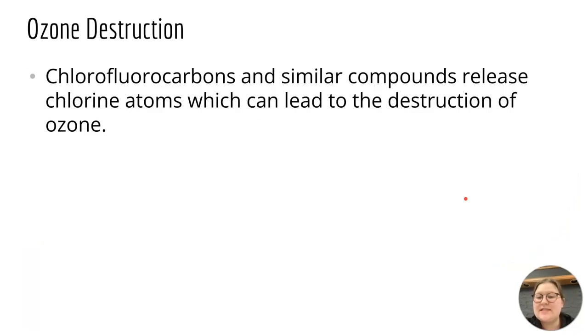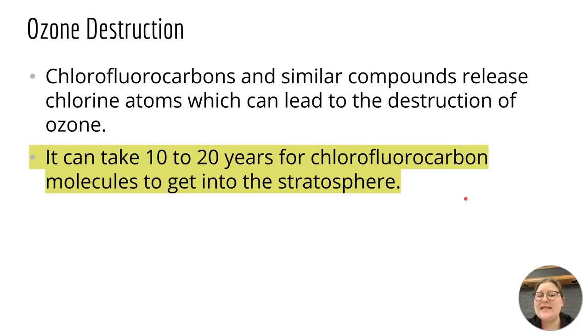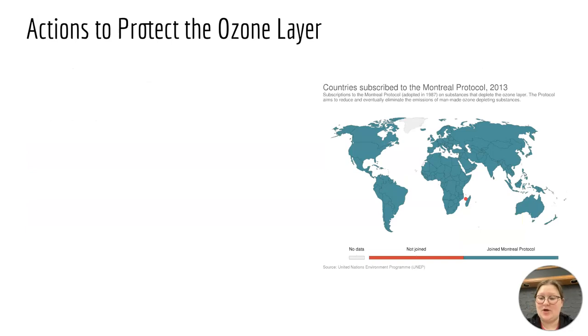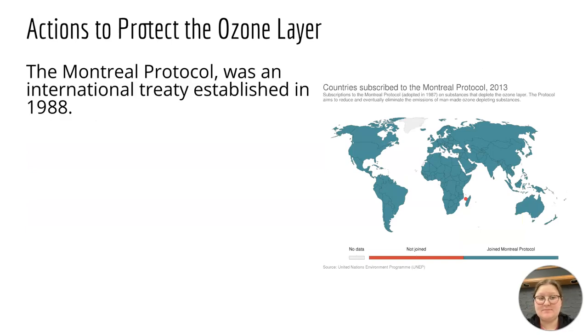Chlorofluorocarbons and similar compounds release chlorine atoms, which can lead to the destruction of ozone. It can take 10 to 20 years for chlorofluorocarbon molecules to get into the stratosphere. So we release them here in the troposphere, and it takes a decade or two for them to even get to the stratosphere. And then they remain there and react with the ozone for up to 120 years, depending on what type of chlorofluorocarbon it is.